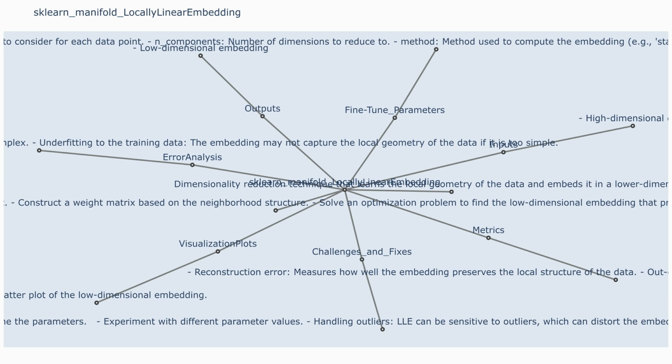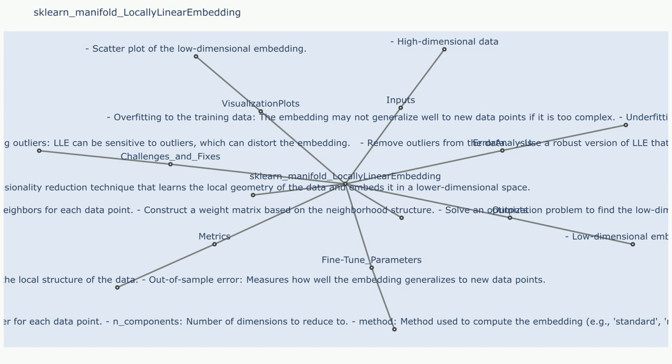sklearn, manifold, locally linear embedding. Description: Locally linear embedding (LLE) is a nonlinear dimensionality reduction technique that seeks to preserve local neighborhood relationships in the lower dimensional space. It assumes that each data point can be linearly reconstructed from its neighbors, and aims to find a low-dimensional representation that maintains these local relationships.